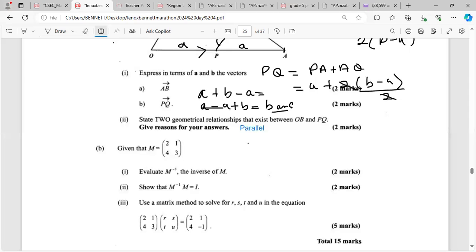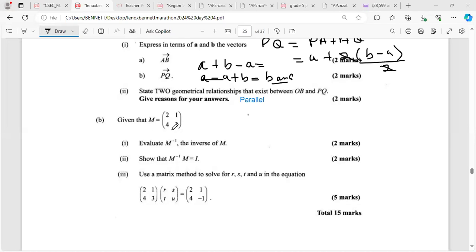It said, given that M is equal to 2, 1, 4, 3, evaluate the inverse of M. Show that the inverse of M times M equals I, which is the identity. And use the matrix method to solve for R, S, T, and U in the equation. So what's up with that, guys? That one will take a little while, 9 marks. This should take up some time, I guess.